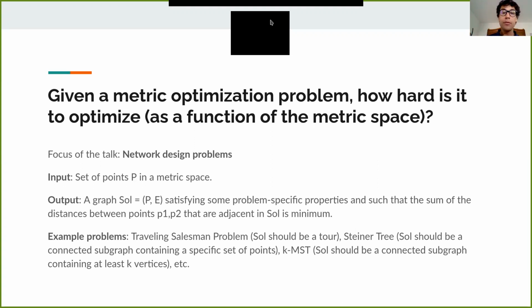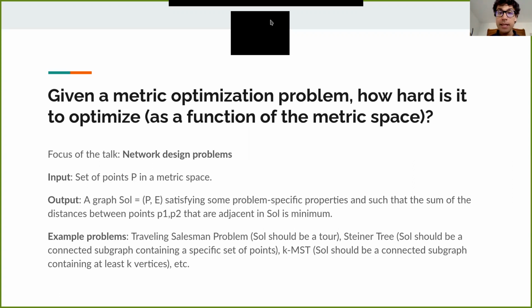So for example, if I give you a set of points in the metric space and I want to solve a traveling salesman problem in this metric space, I'm looking for a graph that is a tour, and the length of the tour is just the length of the edges of this graph. So this notion captures the traveling salesman problem. If you're looking at, for example, Steiner tree, you are given a metric space, you are given some specific subset of the input points that are the terminals, and you are looking for a tree that connects the different terminals. So that's the graph you're looking for.